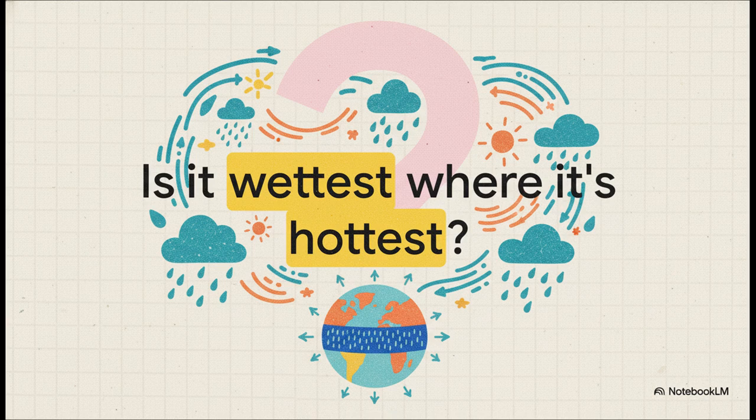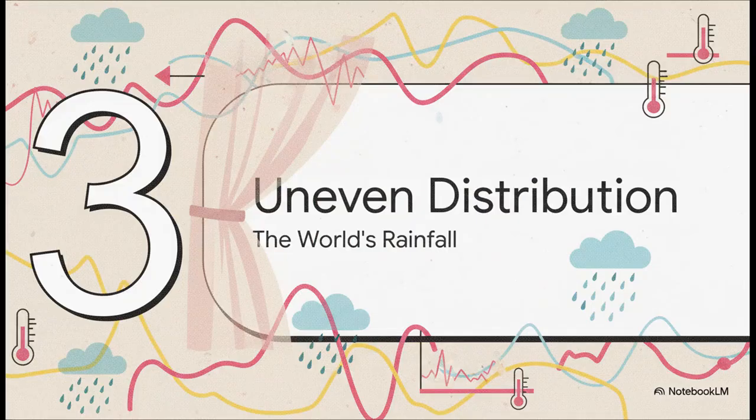It makes sense. Hotter air, more water evaporates, which should lead to more rain. So, is the map of where it rains just a copy of the heat map? Is it just wettest where it's hottest? Well, it's time to find out. Let's unveil the world's actual rainfall patterns. And spoiler alert, things are about to get a lot messier.